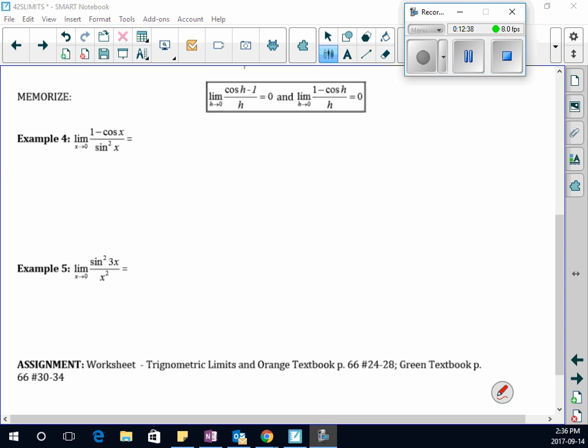So if I put 0 in right now, what's cos of 0? 1. 1 minus 1 gives me 0 on top. What's sine of 0? 0, and 0 squared is 0. So I get 0 over 0. So I can't do anything. I gotta try something. What can I try?